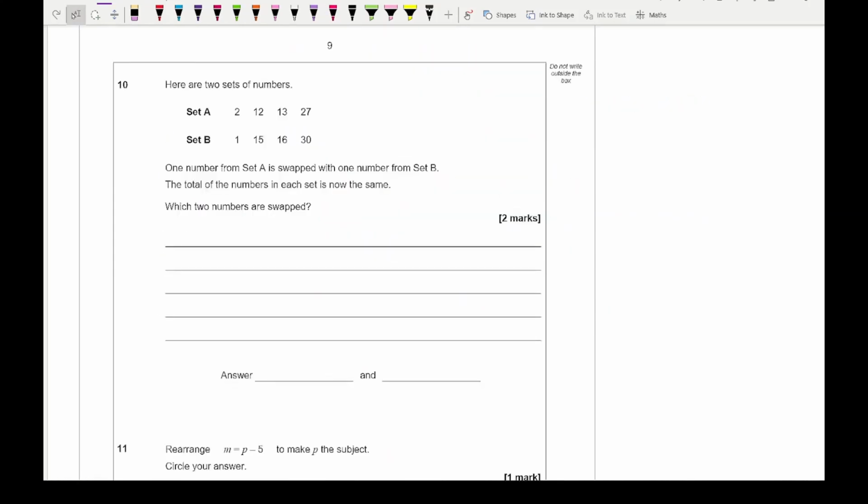Then moving on to question 10, it says here are two sets of numbers, and we've got set A and set B. One number from set A is swapped with one number from set B. The total number of numbers in each set is now the same. Which two numbers were swapped?